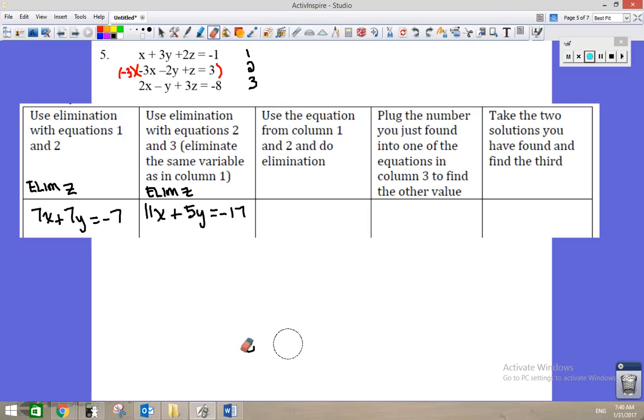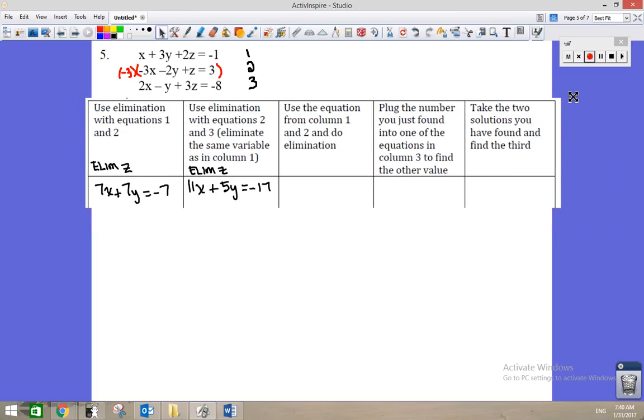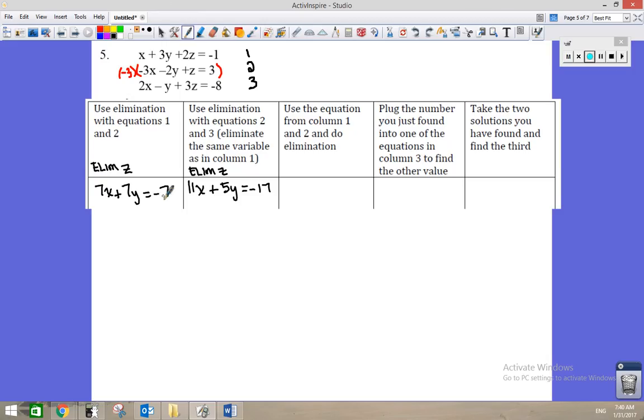Now, it's going to be to your advantage if you recognize that all of these are divisible by 7, because right now the 7 and 11 and the 7 and 5, I'd have to multiply both equations by the opposite coefficient and make one of them negative. It will be easier for you if you can recognize this. I'm going to shrink this up a little bit. If we divide every term by 7, 7 divided by 7, negative 7. So we get 1x plus 1y is equal to negative 1. So now we can eliminate x or y.